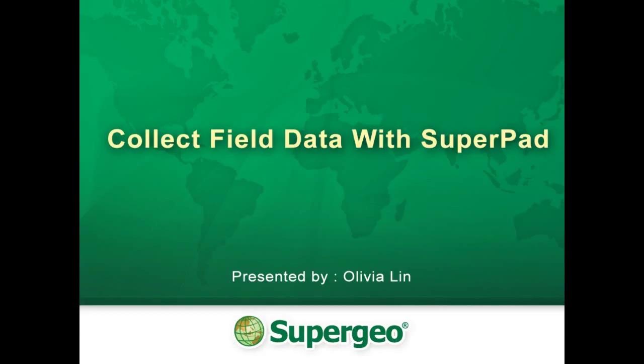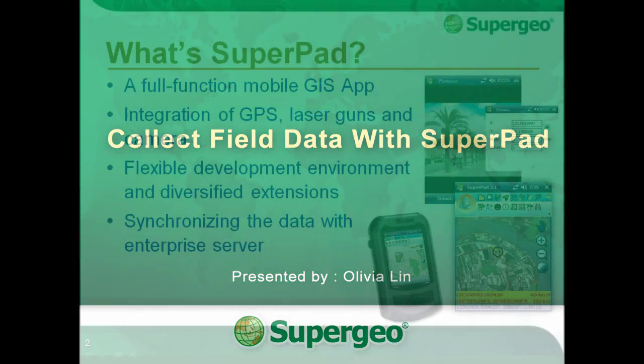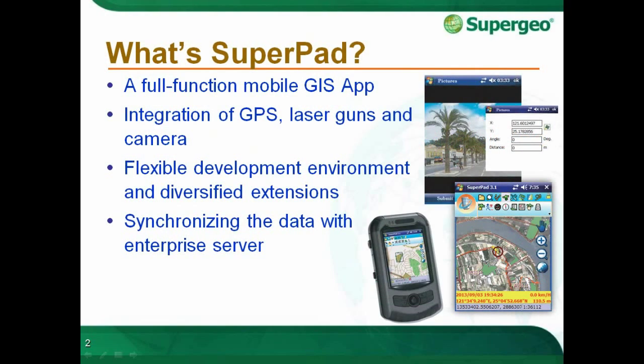I will introduce SuperPad. It's one of our mobile application series. And what is SuperPad? SuperPad is a feature-rich mobile GIS application. It provides complete mobile GIS function to help surveyors to collect, edit, and display the spatial data. And it integrates with the external hardware like laser gun, GPS, and so on.